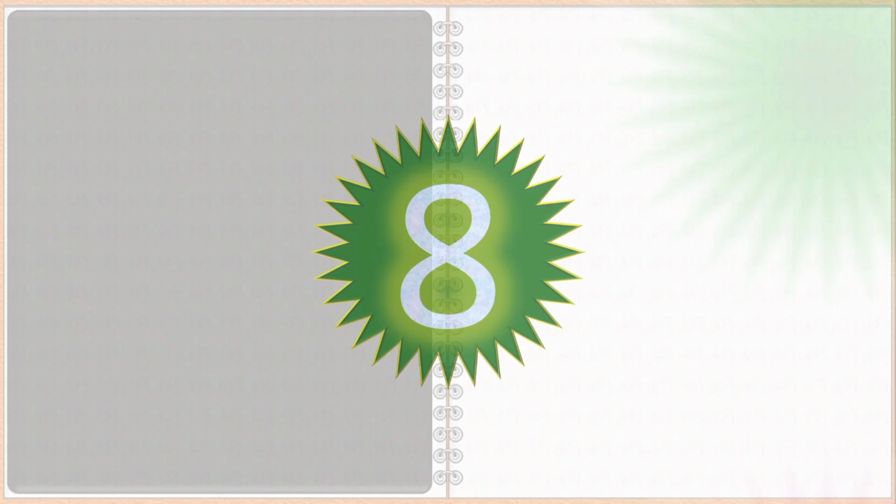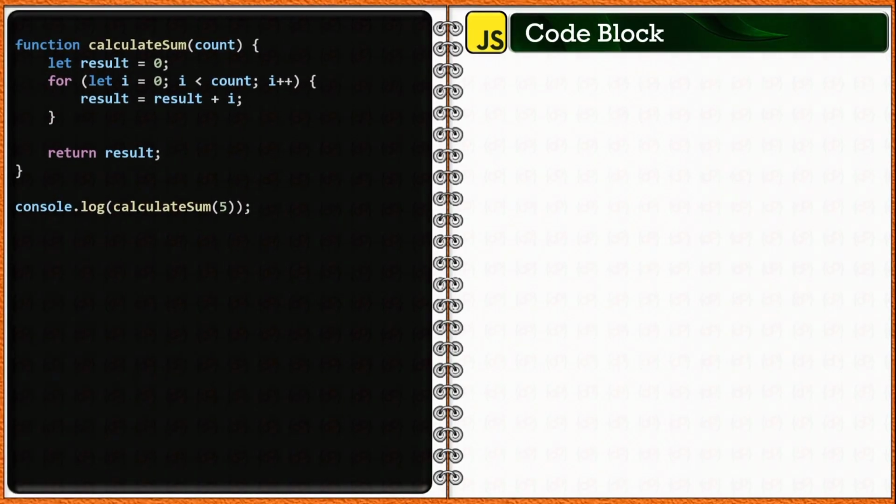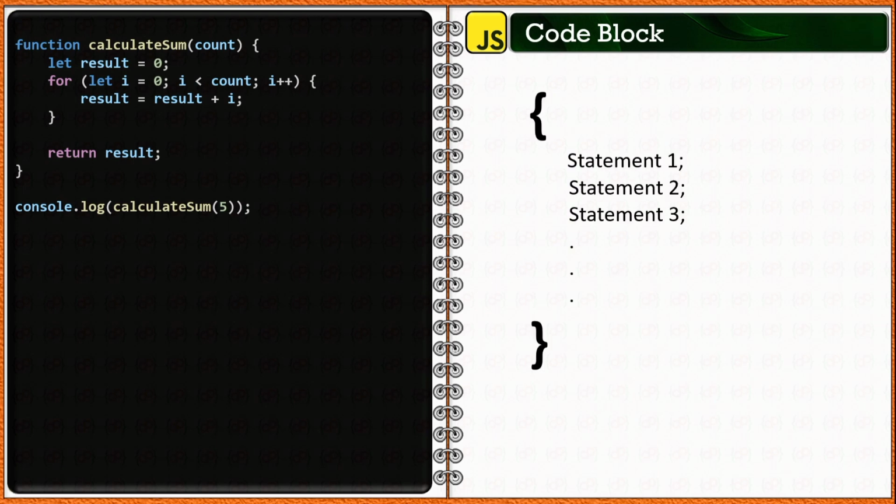Code block. In JavaScript, if you want to execute a set of statements together, they are grouped by using opening and closing curly brackets. This is called a code block. Code blocks are used in conditional statements and loops to group a set of statements which need to be executed on a specific condition. They are also used in covering the function body.